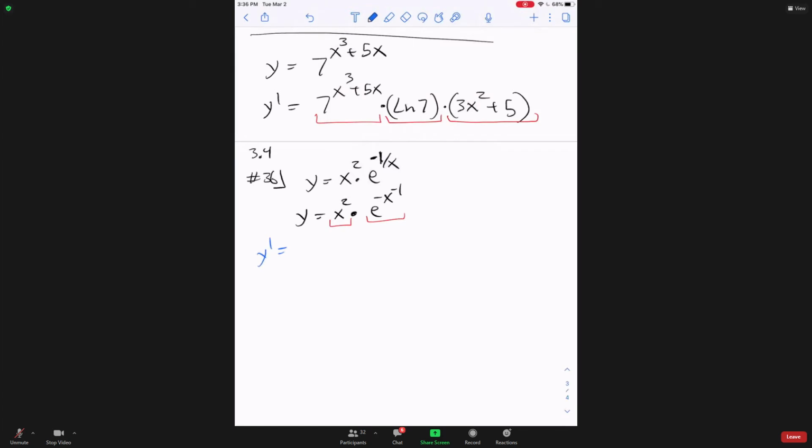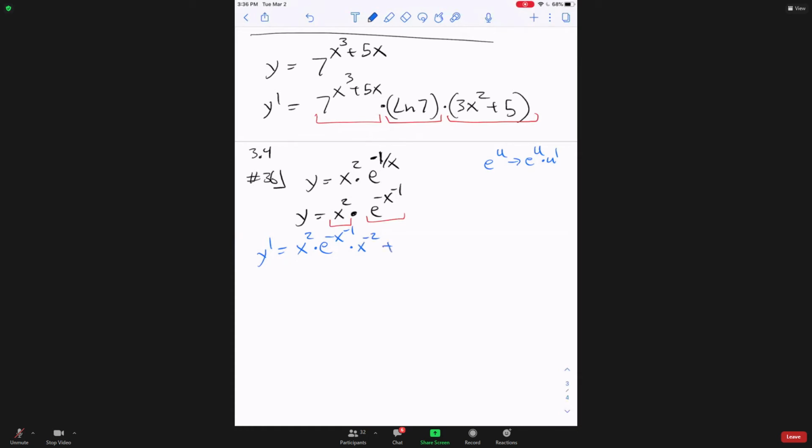Moving on. So you got to use the product rule: first, times the derivative of the second. What's the derivative of e to the negative x to the minus 1? Well, the derivative of e to the something is itself, and then that's times the derivative of the exponent. So that's the u. Remember, the derivative of e to the u is itself times u prime. So what's the derivative of negative x to the minus 1? Let's see, negative 1 times negative, that's positive x to the minus 2, right? Because the negative 1 times the negative cancel out.